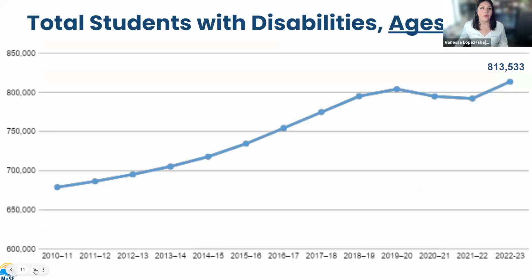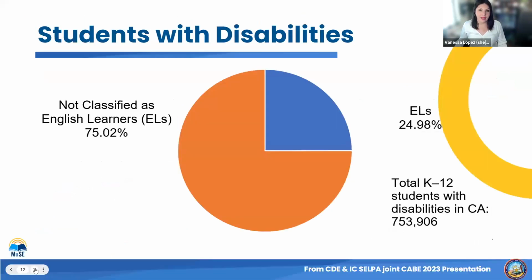And also, we know that it's important to recognize that there has been a consistent uptick in identification of students with disabilities ages 0 through 22 statewide. However, as we narrow our focus into dually identified students, we make reference often to how around 24 to 25% of students with disabilities are English learners.